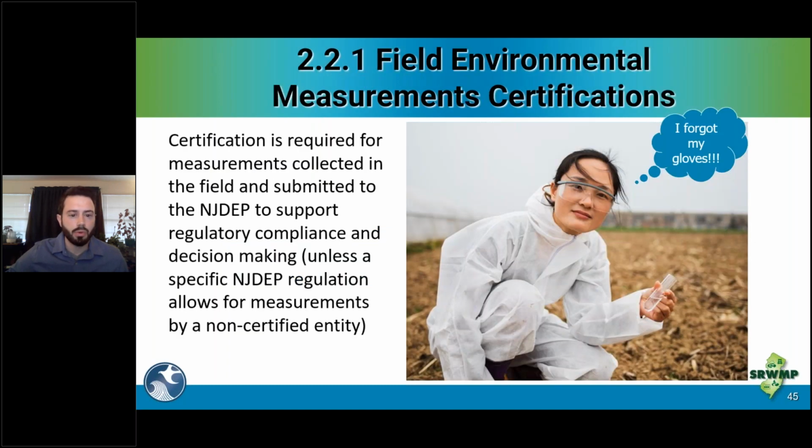Section 2.2.1, Field Environmental Measurement Certifications. As I stated, certification is required for measurements collected in the field and submitted to the DEP. In the prior version, laboratory certification applicable to field measurements, such as analyze immediately, immunoassay, and low flow sampling and analysis was found in several places. In the updated manual, everything related to lab certification is pulled together under the same section. Next slide.